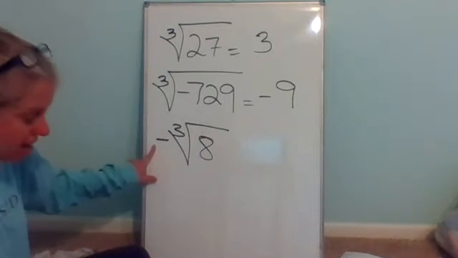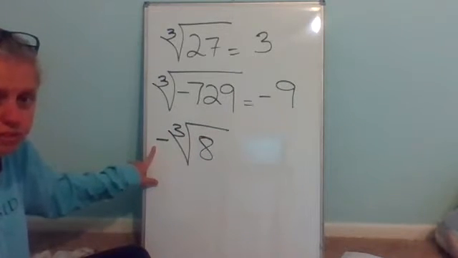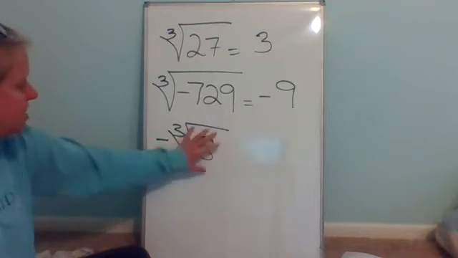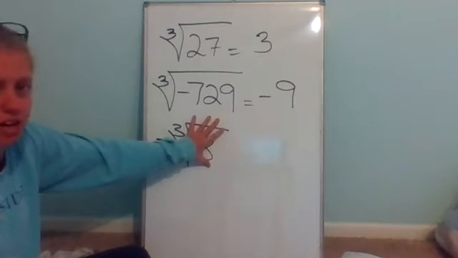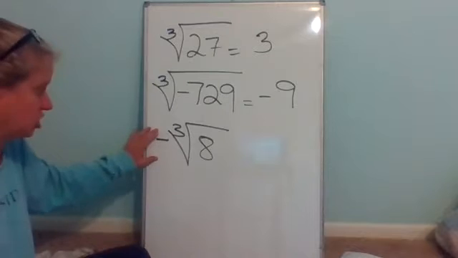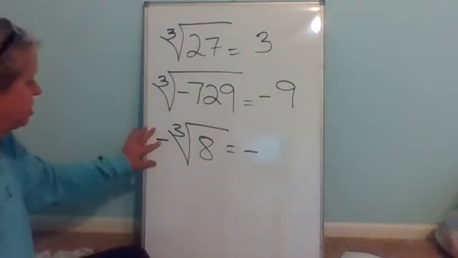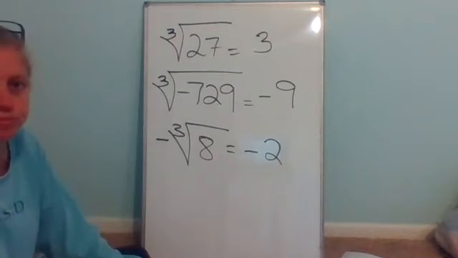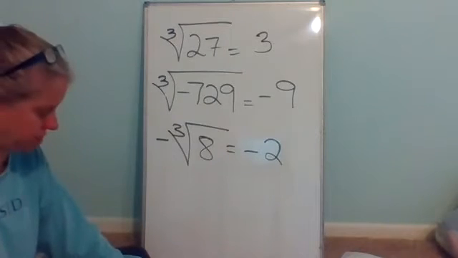If the negative is on the outside, like number 12, then it's just like a square root. It doesn't affect anything at all that's going on underneath here. That negative just stays on the outside. So I have negative, then the cube root of 8 is 2. So you have negative 2.